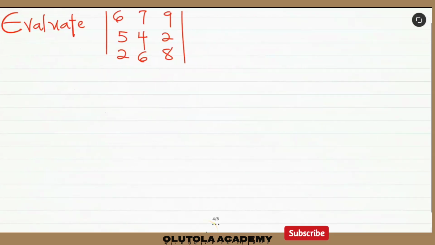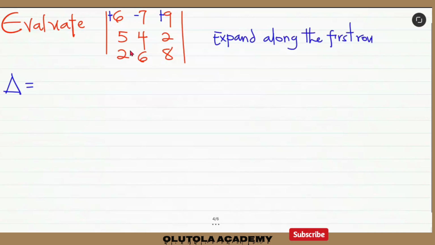So the question here says evaluate the determinant. We should find the determinant of this matrix. Whenever we see these lines on an array of numbers this way, it means determinant. So determinant now is equal to, I can choose to expand along the first row, the second row, or the third row. In this, I'm going to be expanding along the first row. I'll later show you how to expand along the second row, and I'll compare both answers.